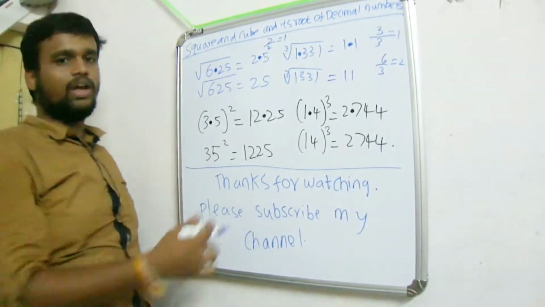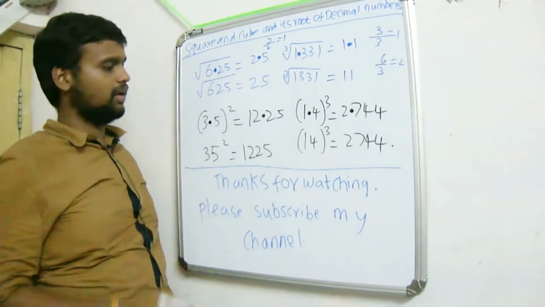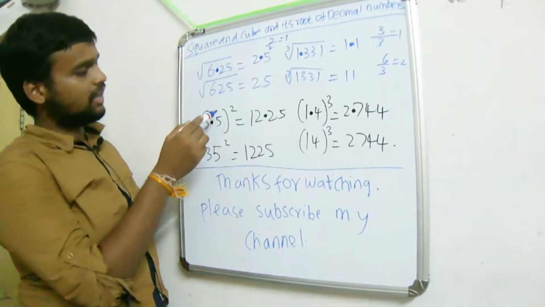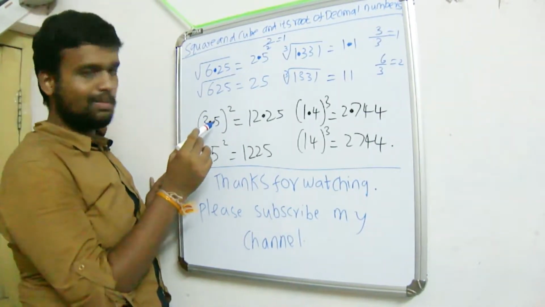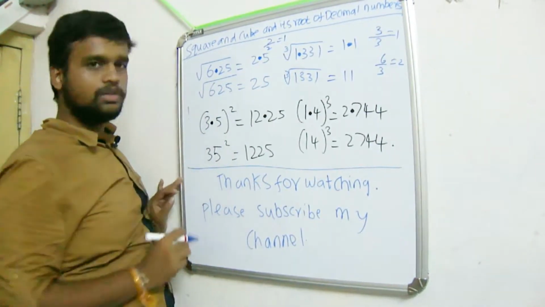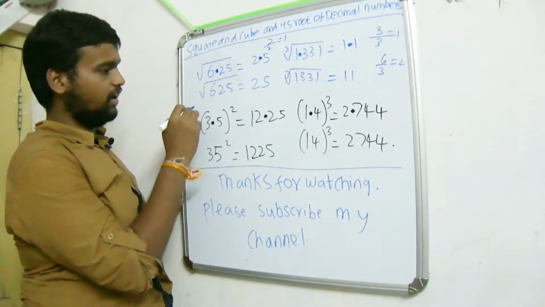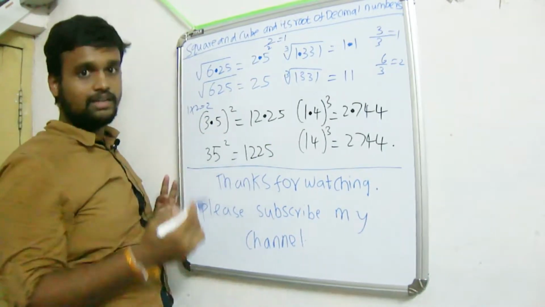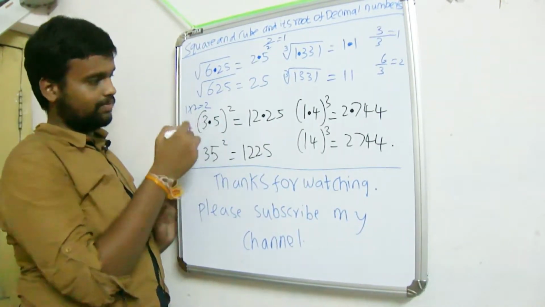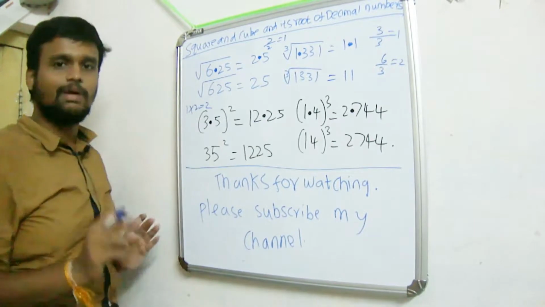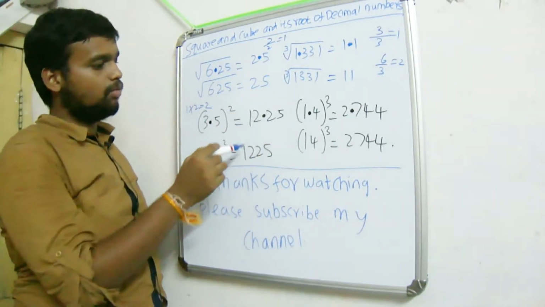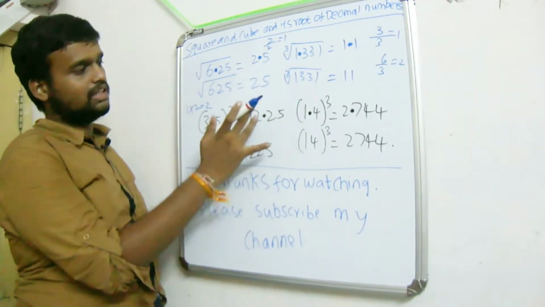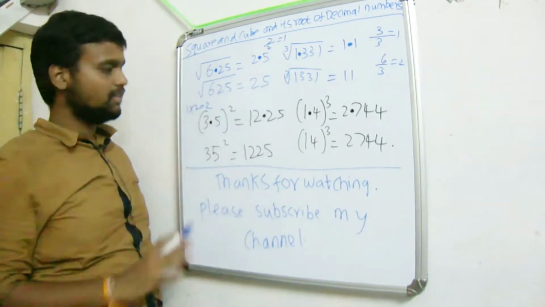While you are squaring a number, for example 3.5 whole squared, we know 35 squared is 1225. Now you have to find that there is only 1 digit after the decimal point here. So 1 into 2 gives you 2. So the square of this number would have 2 digits after the decimal point. That means in 1225, you place a decimal before the last 2 digits, and it comes as 12.25. That's a so simple concept.